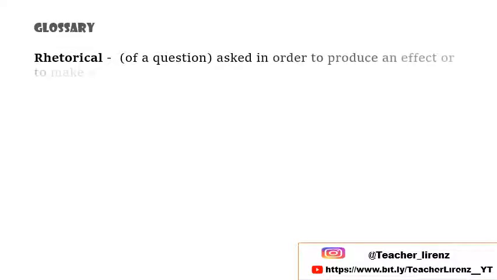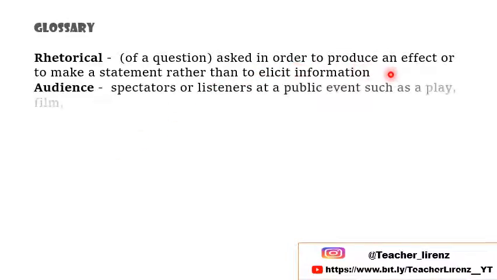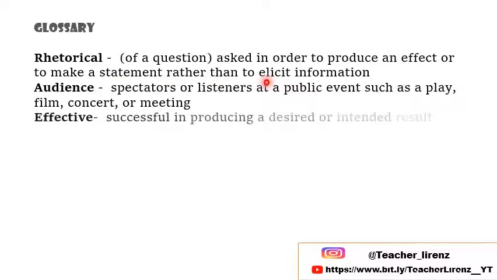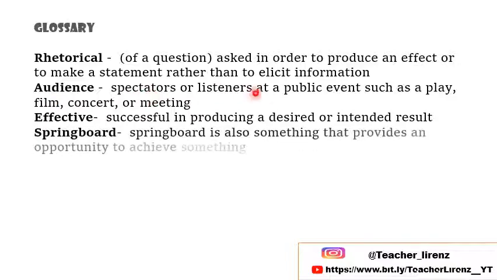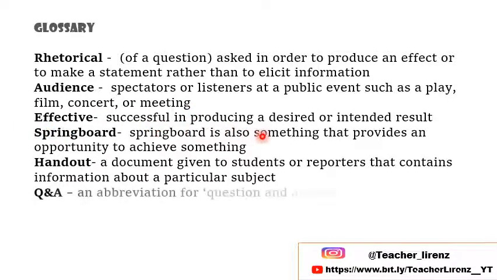So these are all the glossaries. Rhetorical question: a question asked in order to produce an effect or to make a statement rather than to elicit information. Audience: spectators or listeners at a public event such as a play, film, concert, or meeting. Effective: successful in producing a desired or intended result. Springboard: something that provides an opportunity to achieve something.